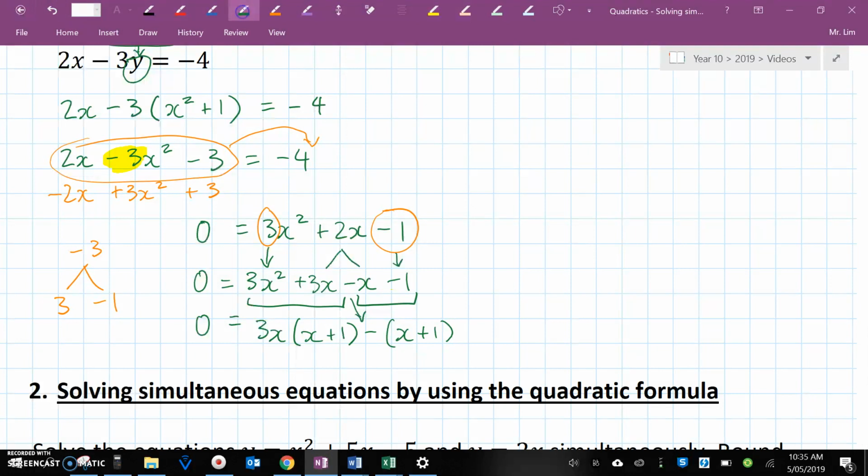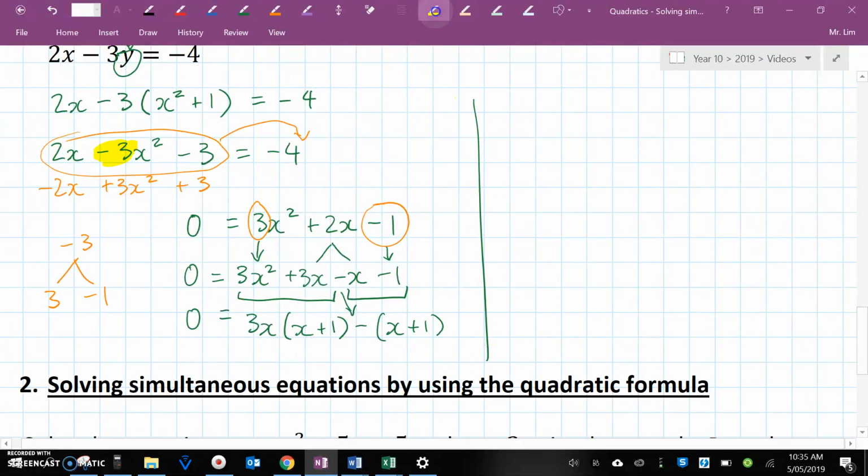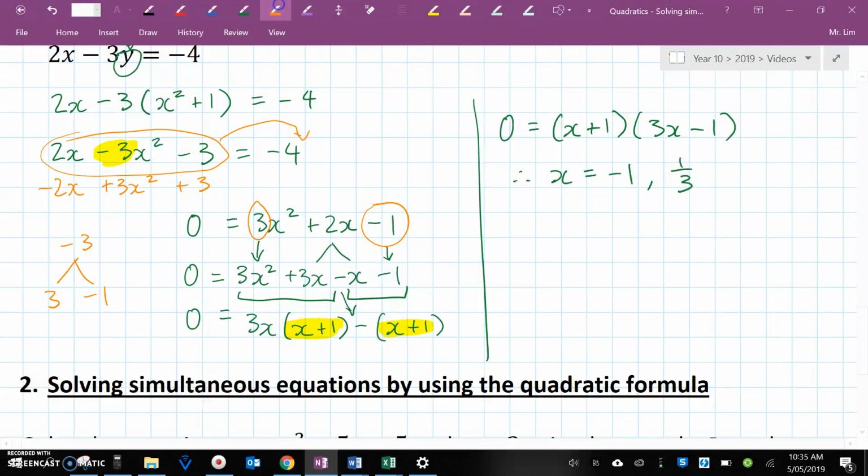We're going to take out a common factor. They both have x plus 1. So we're going to bring that out to the front. What's left over is 3x minus 1. Therefore, x is equal to minus 1 and positive 1 over 3. So opposite sign over the coefficient.